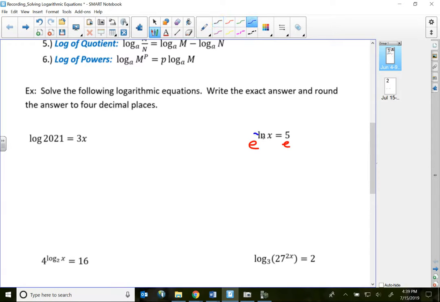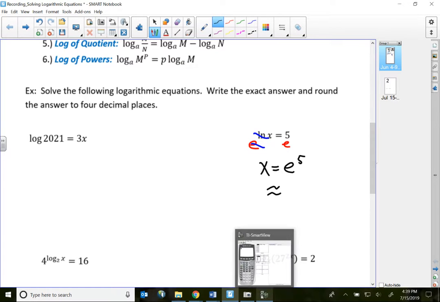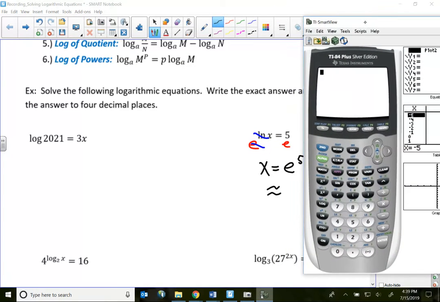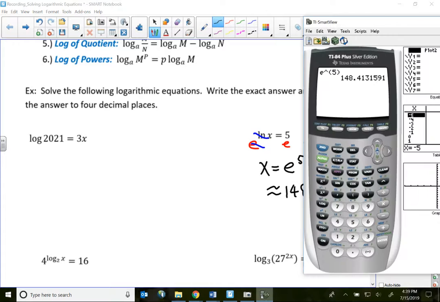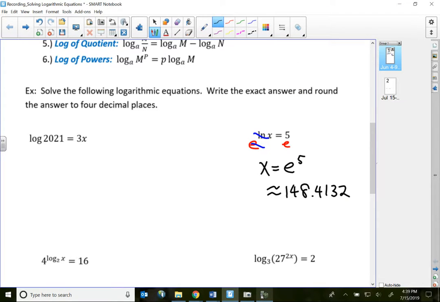Now the natural log and e will cancel out. The only thing left is x. So x is equal to e to the fifth. That will be my exact answer. My approximation of e to the fifth, to 4 decimal places, will be 148.4132.